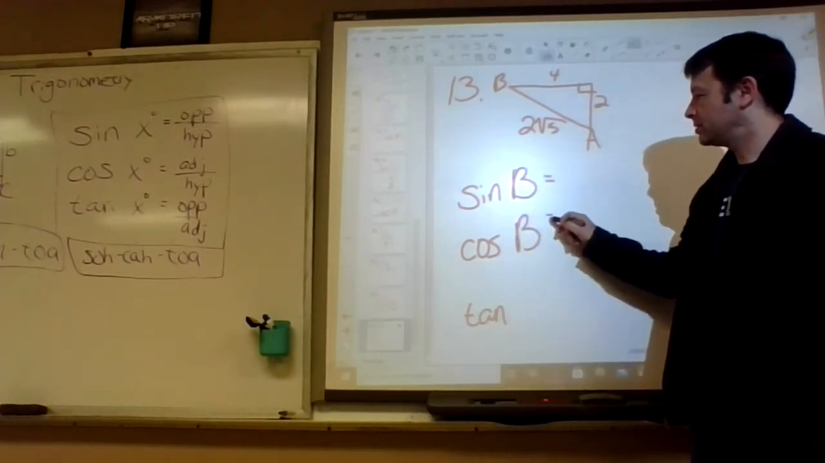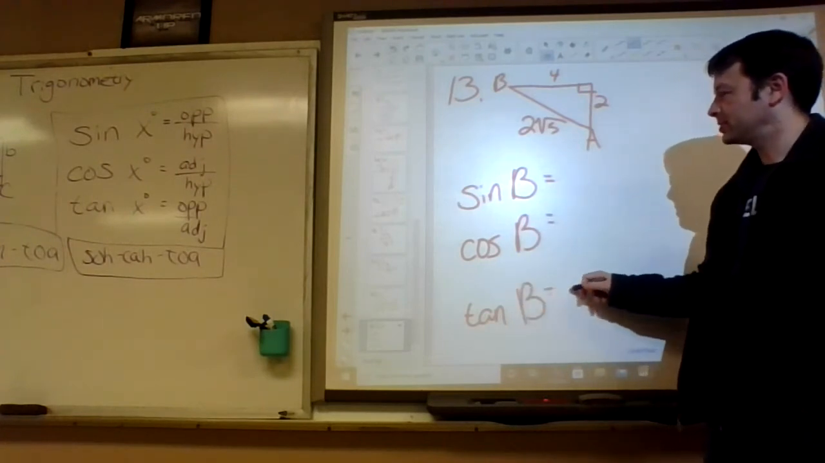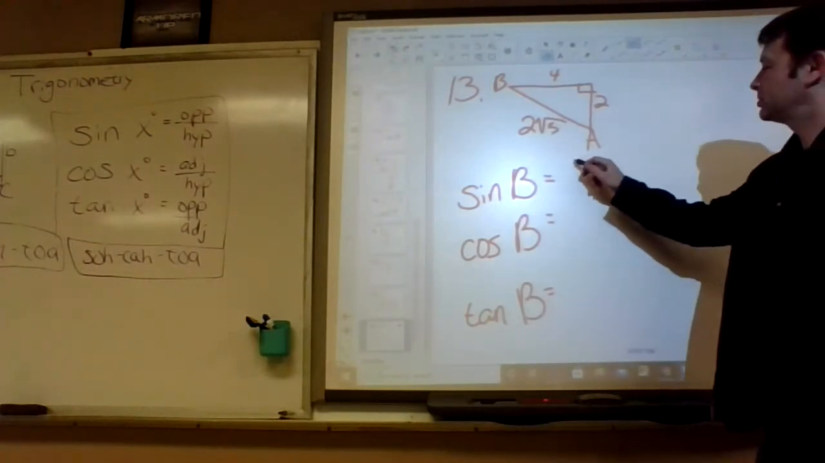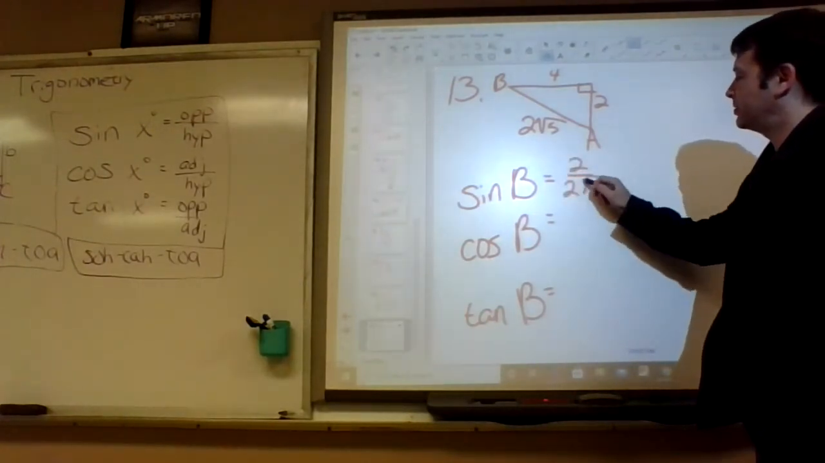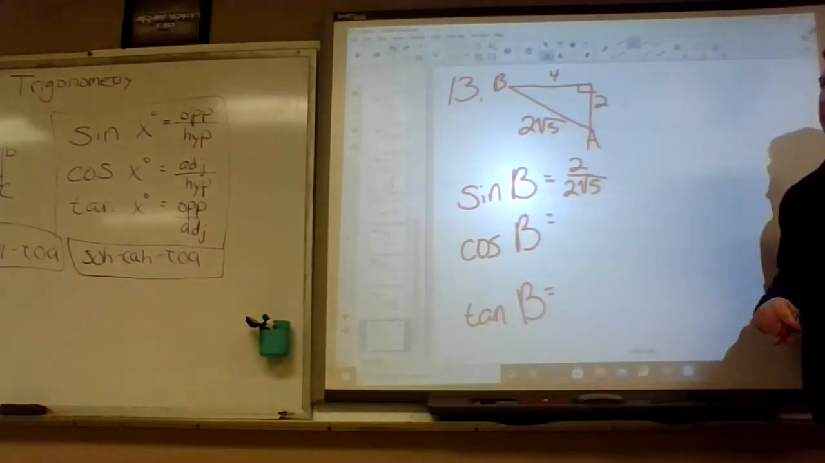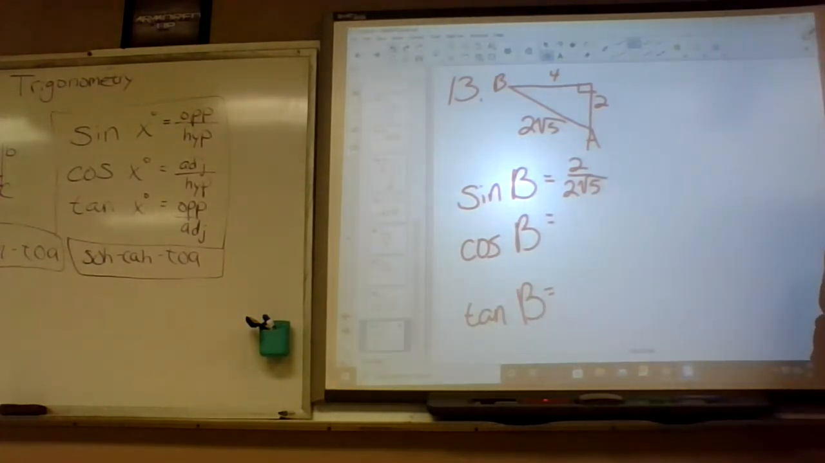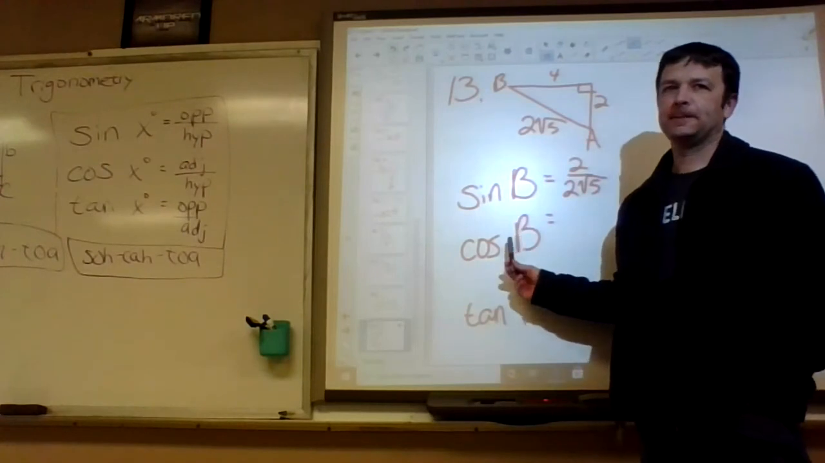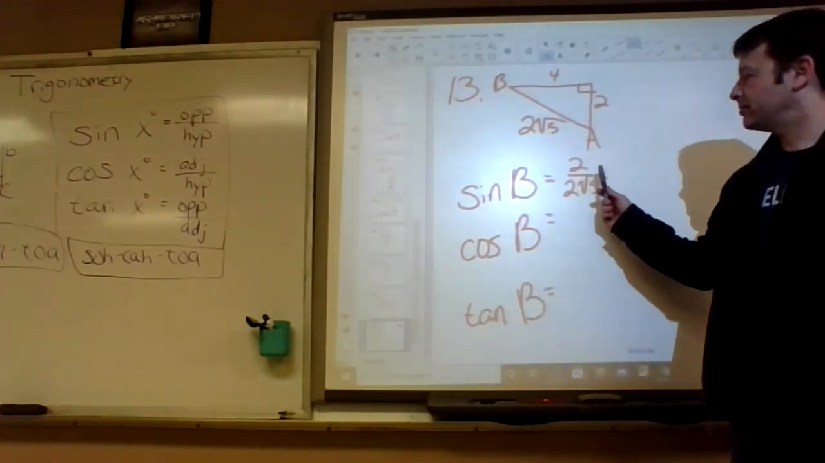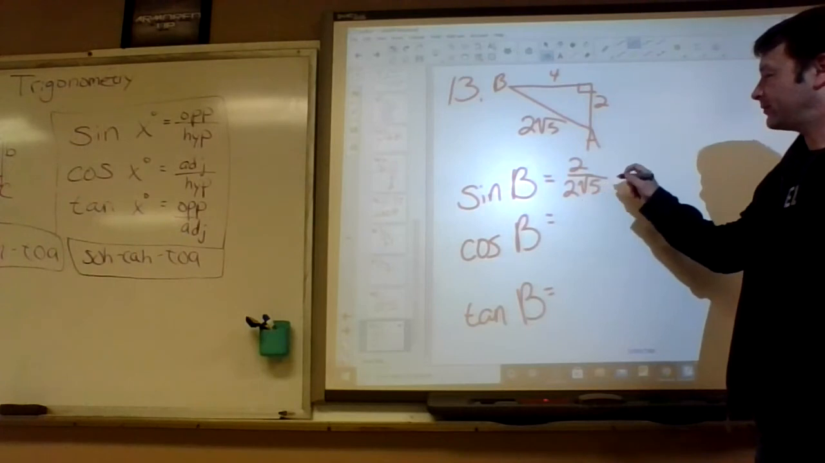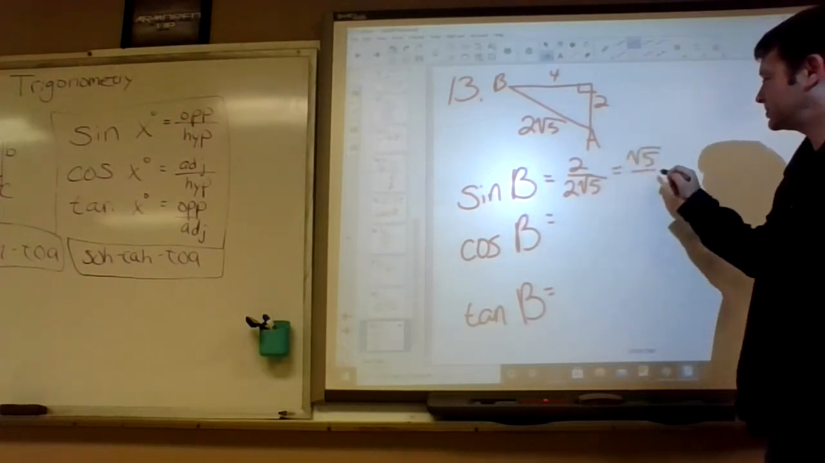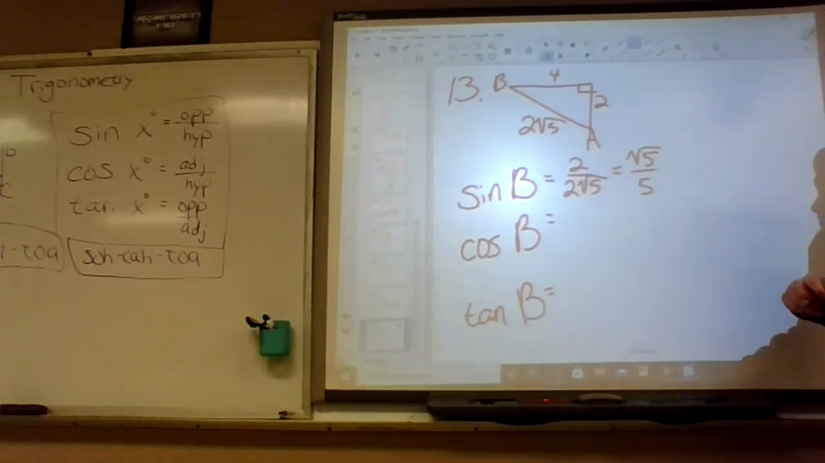Alright. Jordan, sine of B is opposite over hypotenuse. So what is the opposite to angle B? 2. What's the hypotenuse? 2 square root of 5. Oh shoot, I didn't want to erase that. Which other problem did we get 2 over 2 square root of 5? The cosine of A. And what did we get for cosine of A? Square root of 5 over 5. So that's just kind of cheap. Use our answers from before to help us.